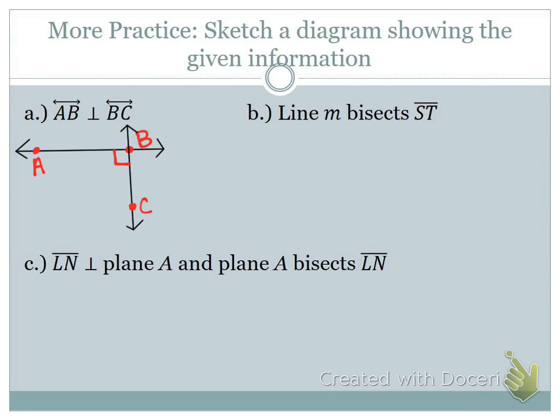All right, line M bisects segment ST. I would recommend starting with your segment ST. I like my sketches to start with a line usually going straight across or straight up and down. They don't have to. If you wanted this to be at some sort of slanty angle, that would be fine.